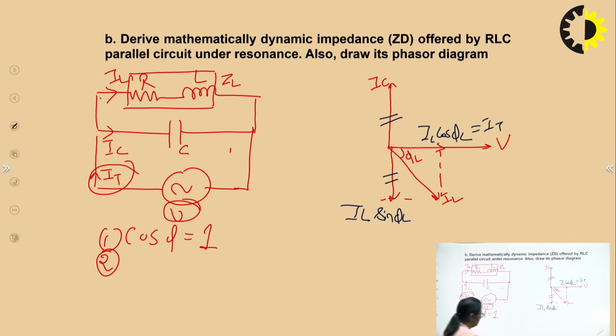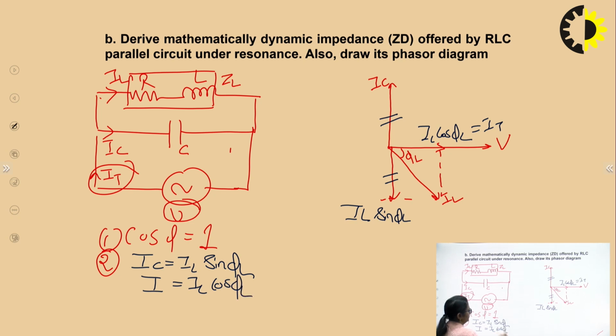So these two are the conditions which will satisfy our resonance condition, right? For parallel resonance of this tank circuit, the condition should be that IC is equal to IL sin phi L, and the total current should be equal to IL cos phi L. Now we got the phasor diagram and the conditions. Now, how can we get the dynamic impedance?